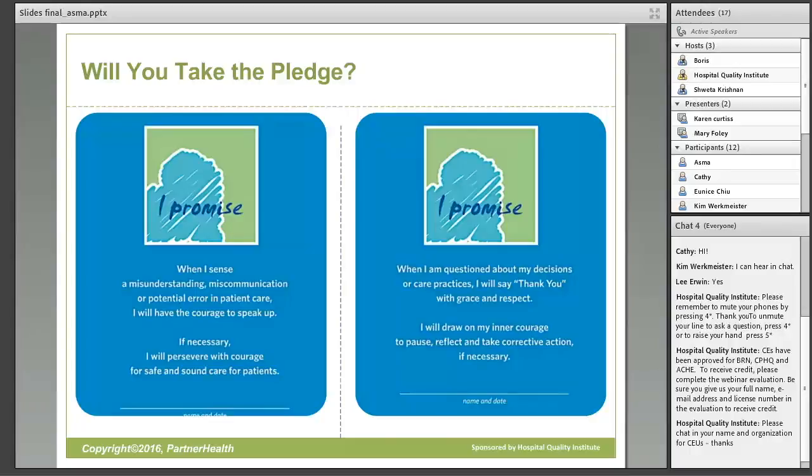What do you all think of this pledge idea? Come on, I know you guys aren't shy. You care about safety.